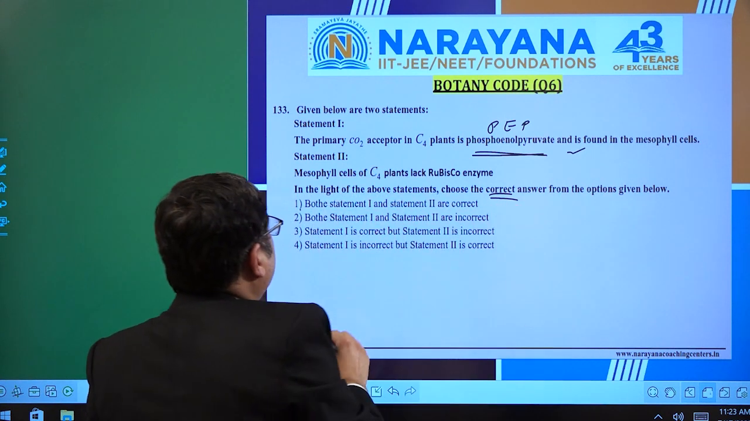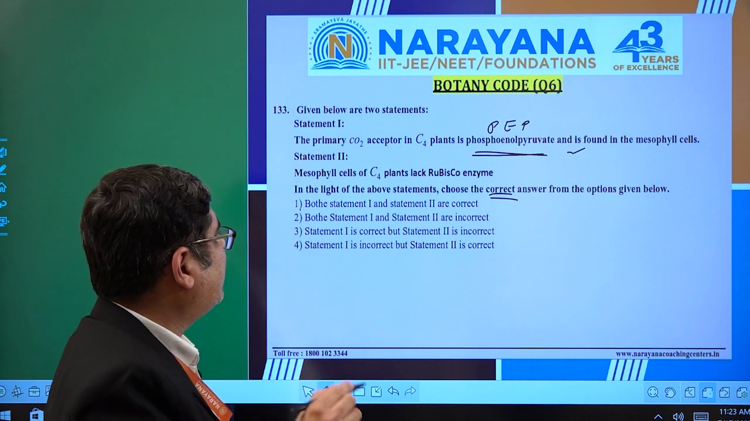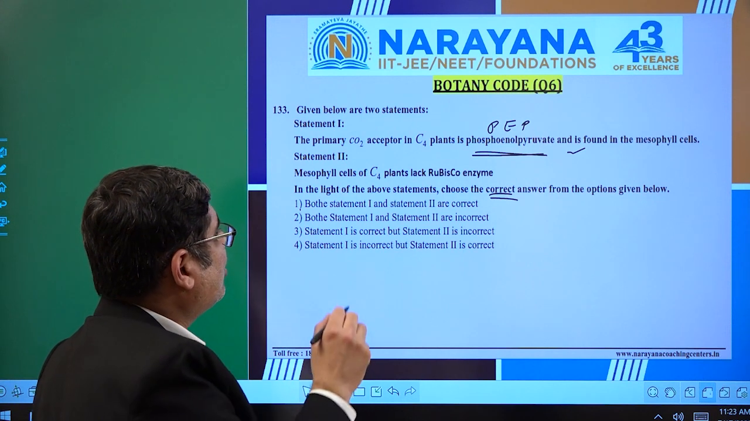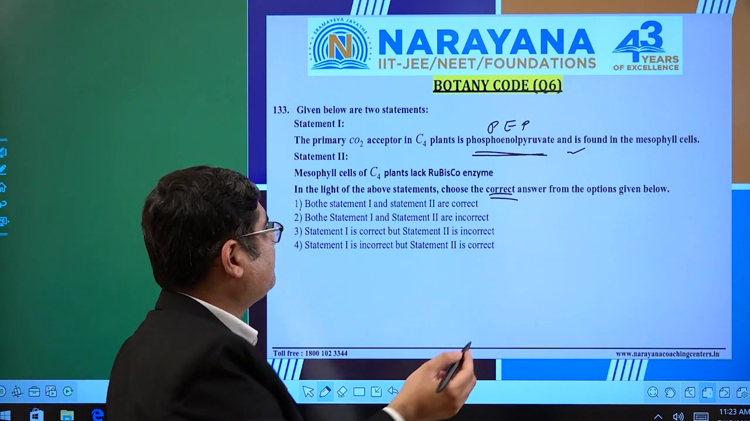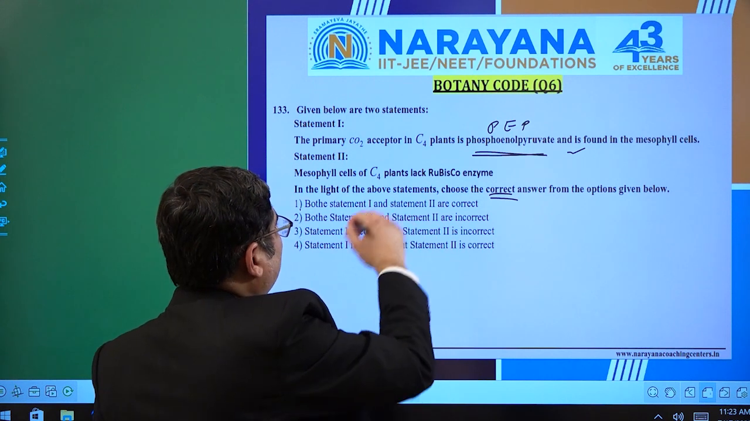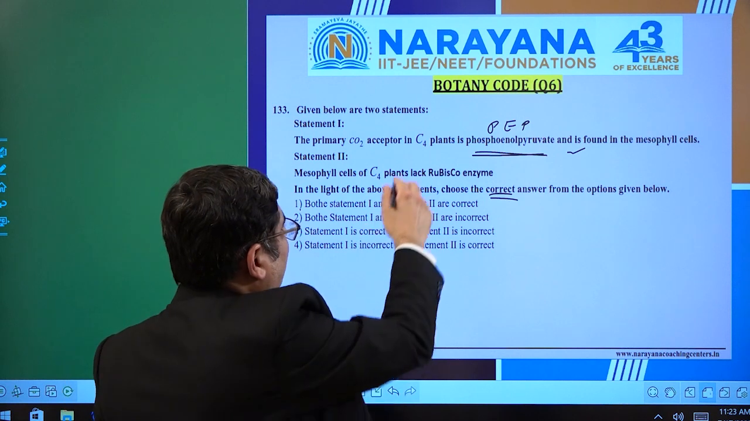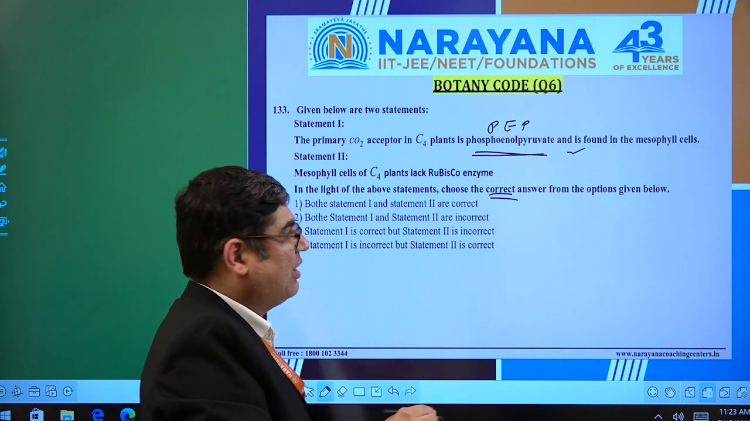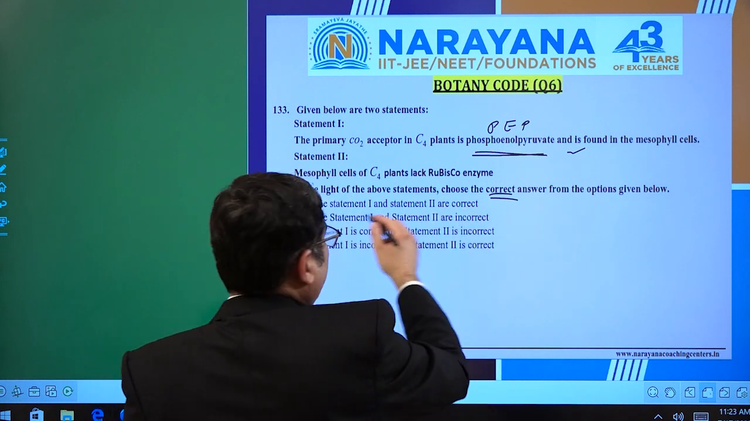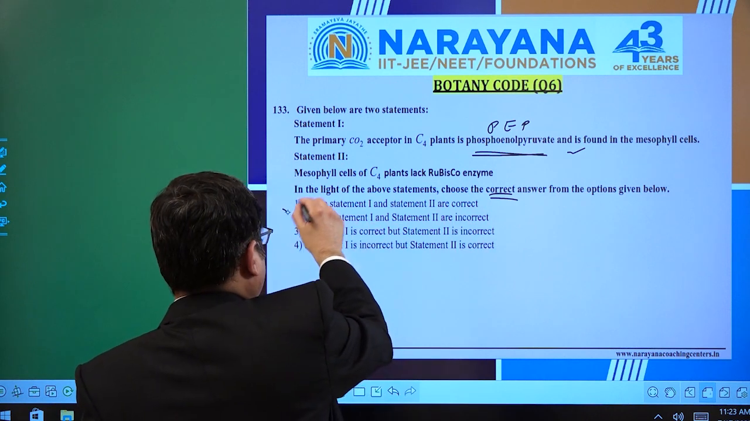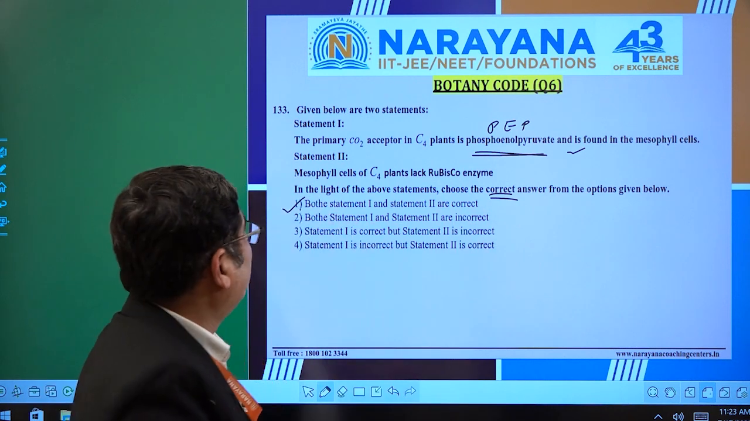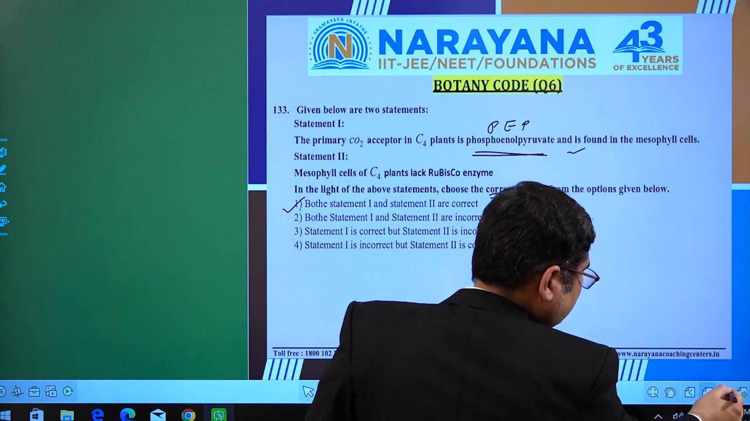Here we go. The second statement: mesophyll cells of C4 plants lack rubisco. As I already told you, rubisco is found in the bundle sheath, while PEP carboxylase will be sitting in the mesophyll cell. So here we can say that both the statements are correct. So the first option should be right. Let's move on to the next.